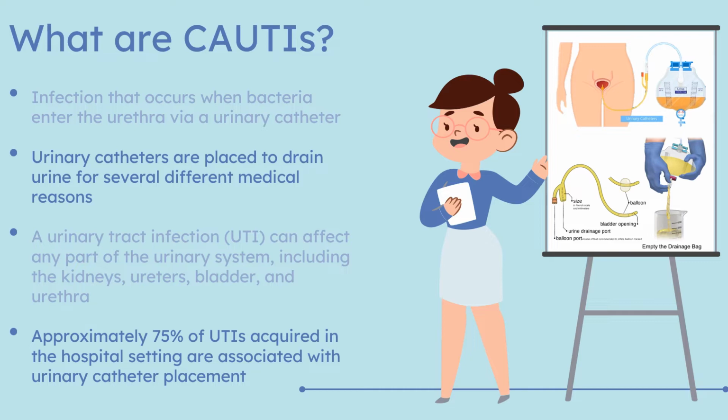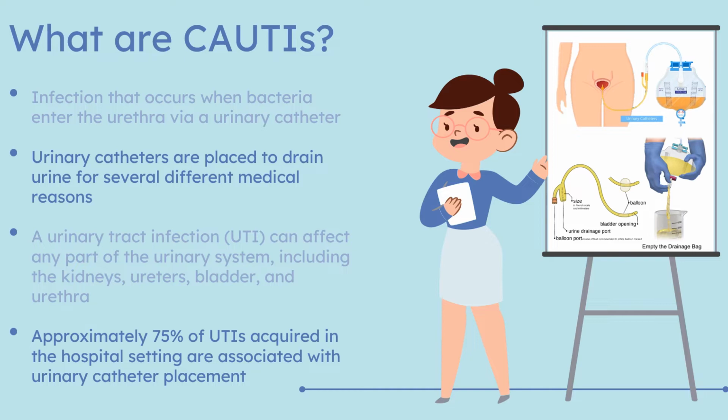According to the Centers for Disease Control and Prevention, urinary tract infections are the most common reported hospital-acquired infection. Approximately 75% of UTIs acquired in the hospital setting are associated with urinary catheter placement. The CDC also states that between 12 and 16% of hospitalized patients received an indwelling catheter at some point during their hospital stay. Prolonged use of urinary catheters is a major risk factor for developing a CAUTI, thus making it imperative to remove catheters as soon as they are no longer medically indicated.